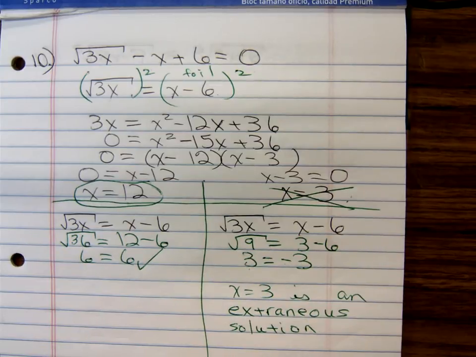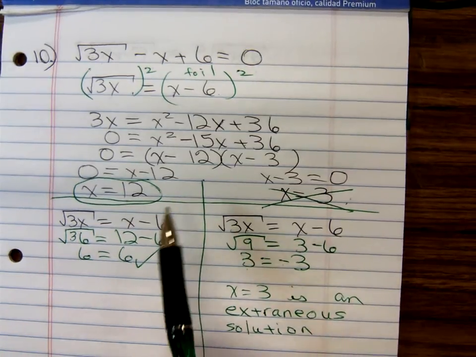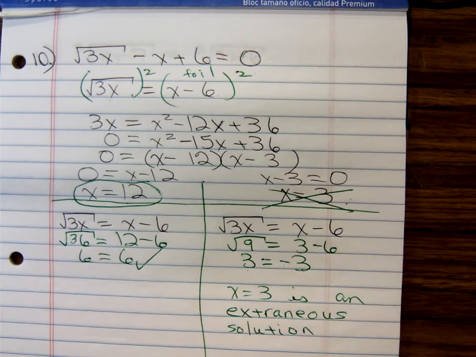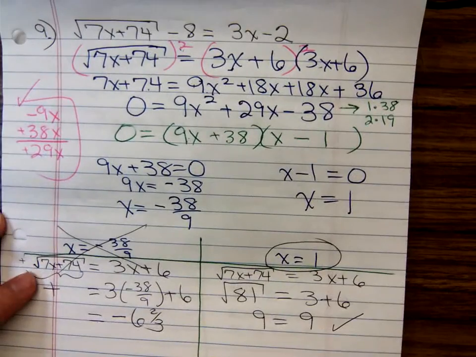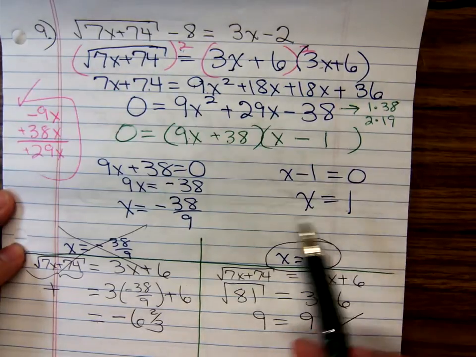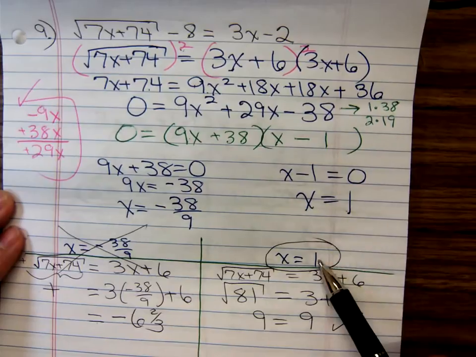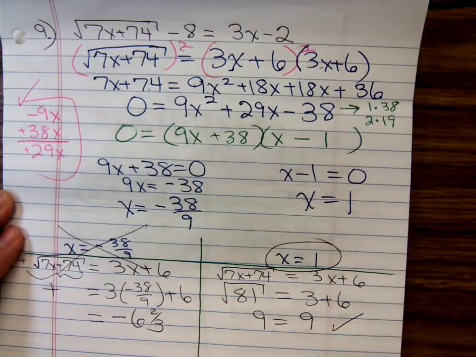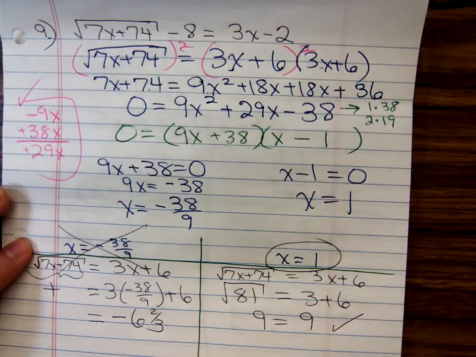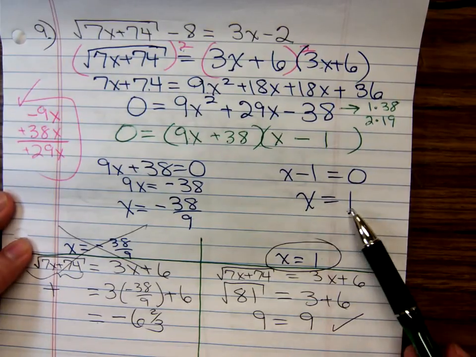And if you have one positive and one negative, like the previous one here, odds favor the positive will check, the negative won't check. It's extremely difficult to rig a square root equation where you get two possible answers, neither of which check. That is extremely rare. In most cases, one will check, one won't check.